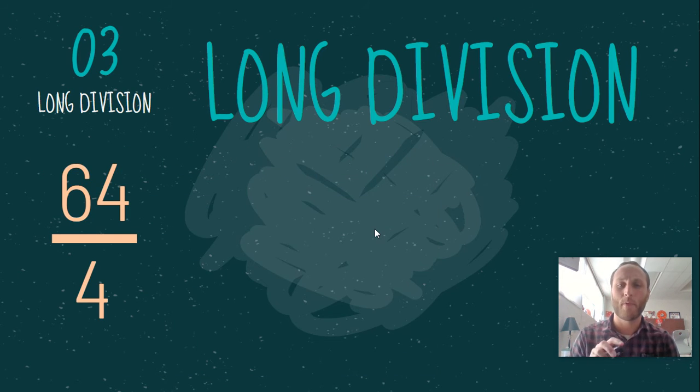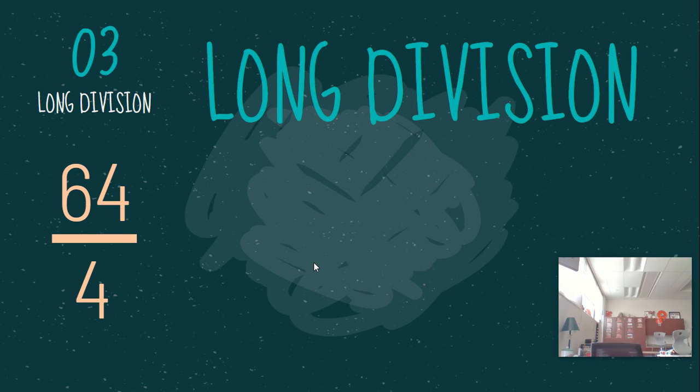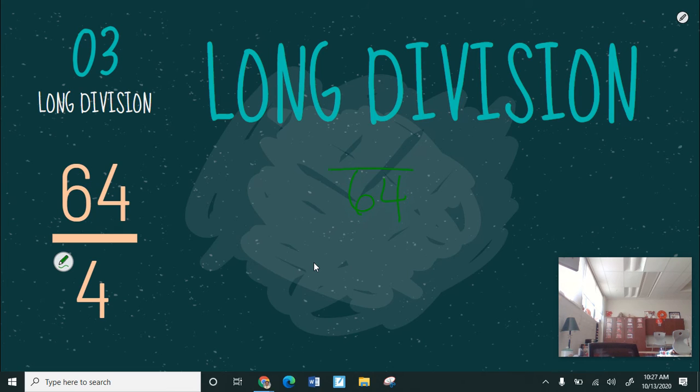So let's do a couple simple ones together. If I want to do 64 divided by 4, I'm going to work out a long division problem with you on the smartboard, and I want you to follow along. All right, so if I was doing 64 divided by 4, I want to put 64 as my house. If I have 64 inside the house, I'm going to put 4 on the outside of the house.